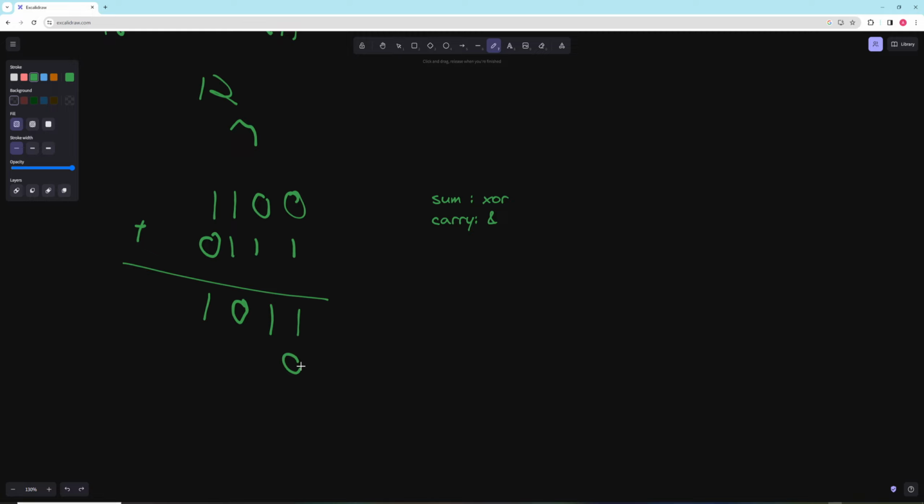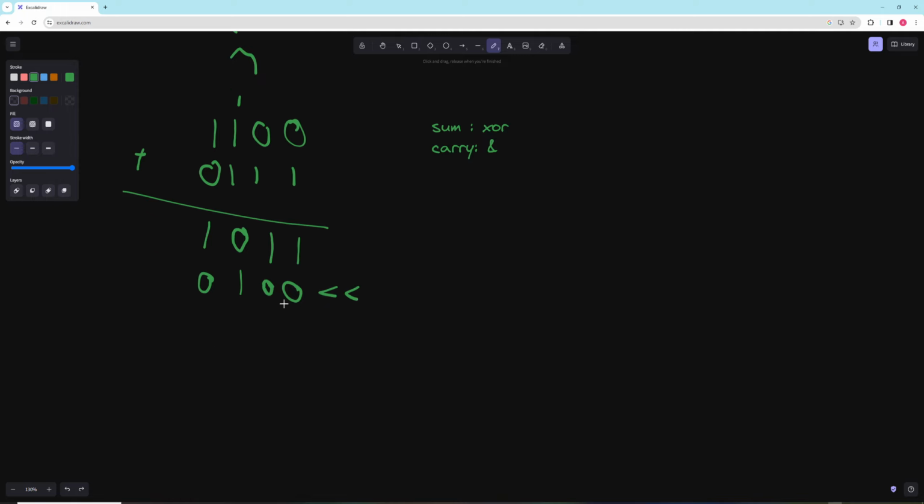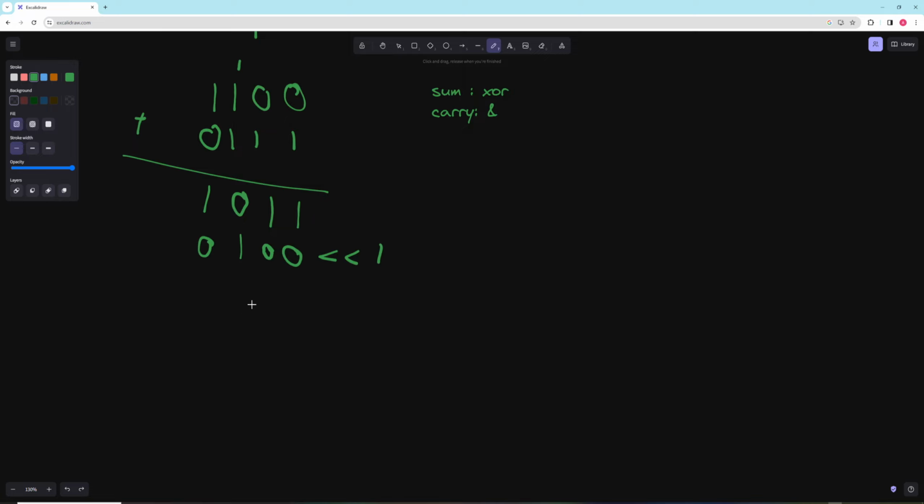So we're going to have 0, 0, then we're going to have the 1, and then we're going to have 0. And remember that when you carry the 1 here, this 1 is actually over here, right? So you need to take this, and then you need to bit shift it left once. So now what we're going to get is 1, 0, 1, 1, and then 1, 0, 0, 0. And basically keep doing this until the carry is 0.